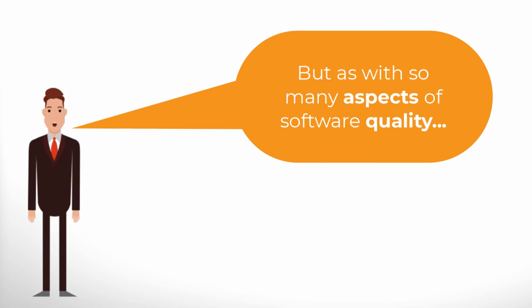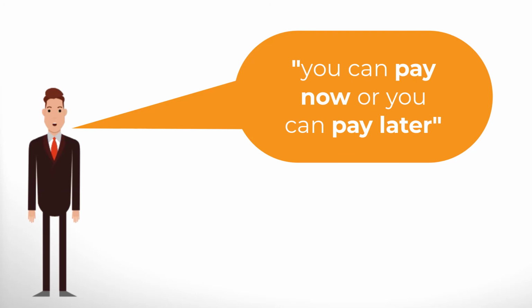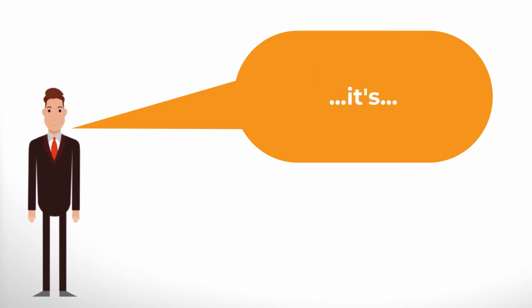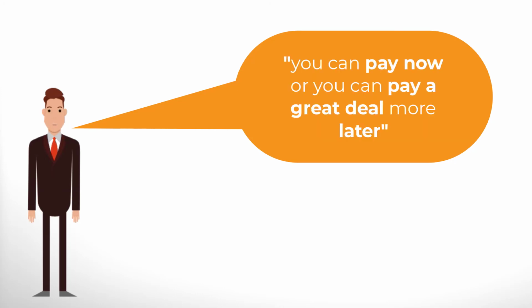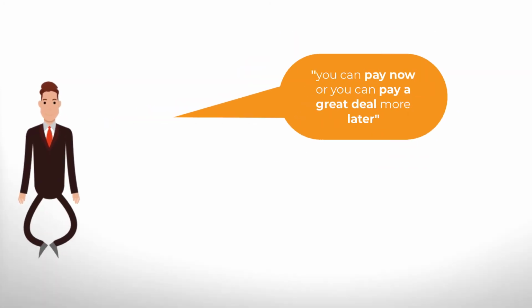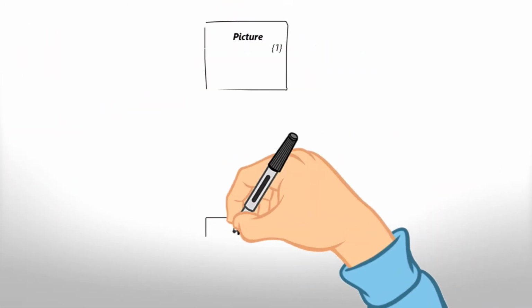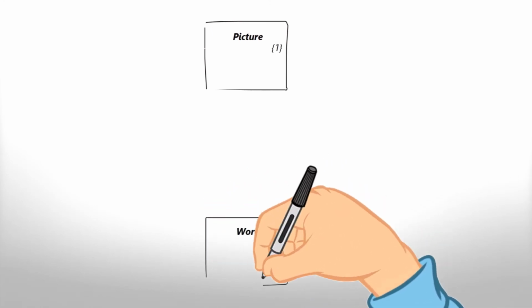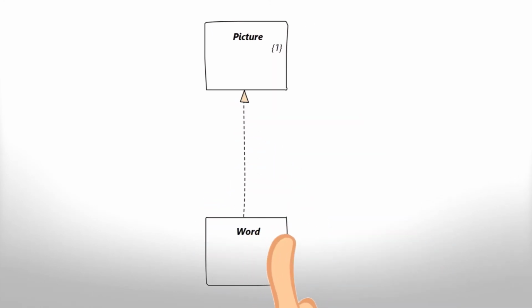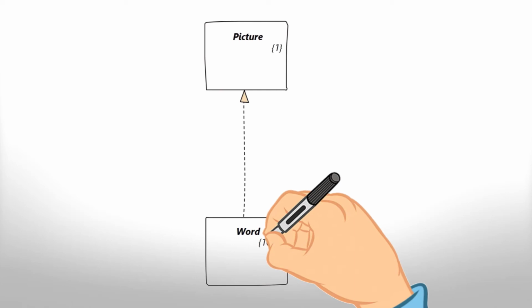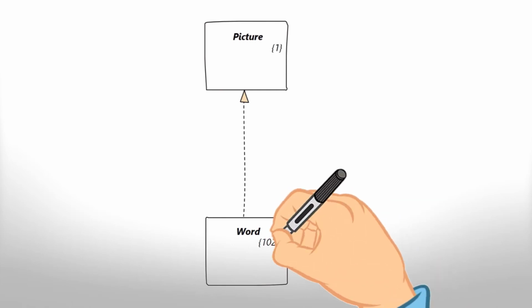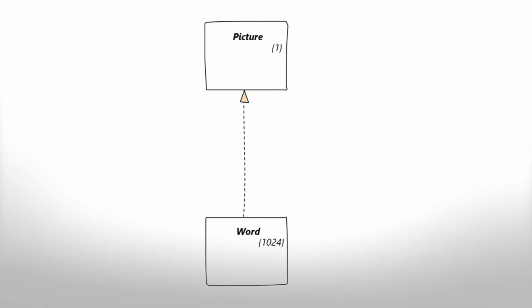But as with so many aspects of software quality, it's not a matter of you can pay now or you can pay later, it's you can pay now or you can pay a great deal more later. The old adage says, a picture is worth 1,000 words. Software people know it's actually a bit better than that. A picture is worth 1,024 words, at least.